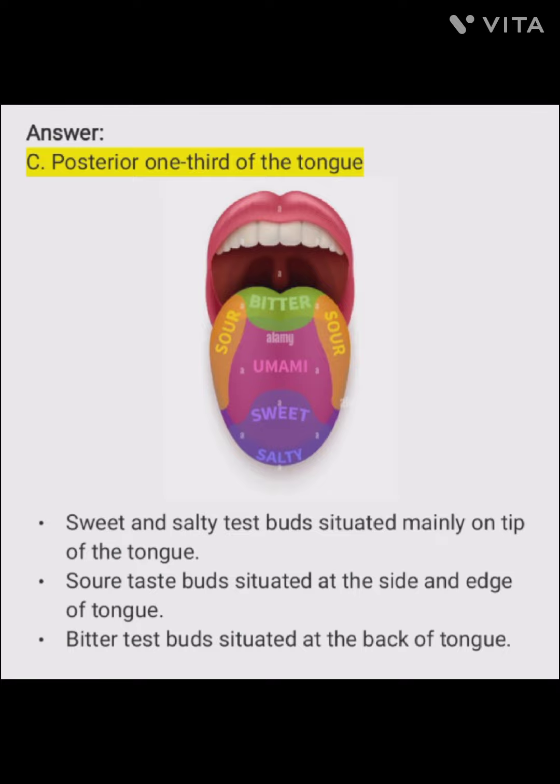We will see the rationale here. Sweet and salt taste buds are situated mainly on the tip of the tongue. Sour taste buds are situated at the side and edge of the tongue. Bitter taste buds are situated at the back of the tongue.